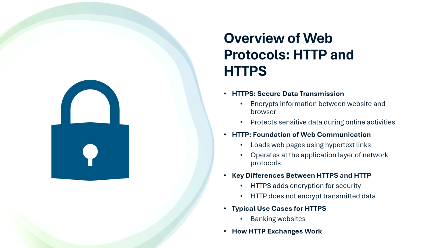HTTPS secures data by encrypting transmissions between websites and browsers. That's crucial for sensitive tasks. While HTTP forms the basis of web communications, transferring information via hypertext links, HTTPS differs by adding encryption, while HTTP does not. Common HTTPS uses include banking and email, while HTTP exchanges involve client requests and server responses.